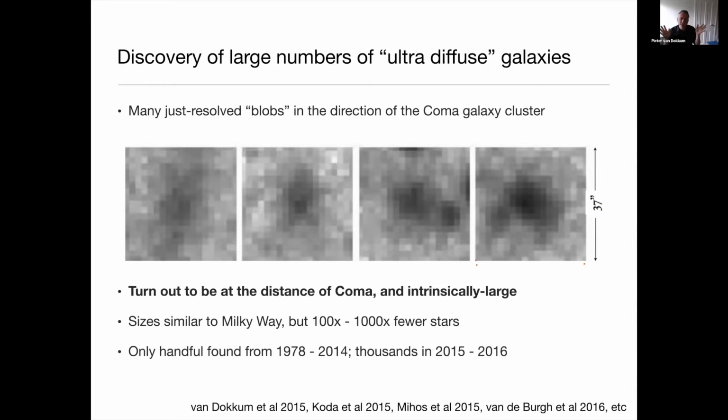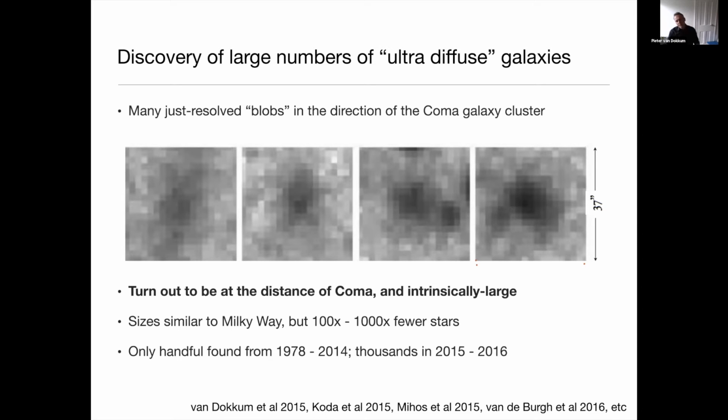So the Coma cluster is the nearest rich galaxy cluster in the sky. It's much richer than the Virgo cluster, which is even closer to us. Coma is very massive, but it fits nicely in the Dragonfly field of view. So we took an image, and there are these little fuzzy things. This is Dragonfly data, and you can see the scale. This is 37 arc seconds on the side. So these things are really quite big.